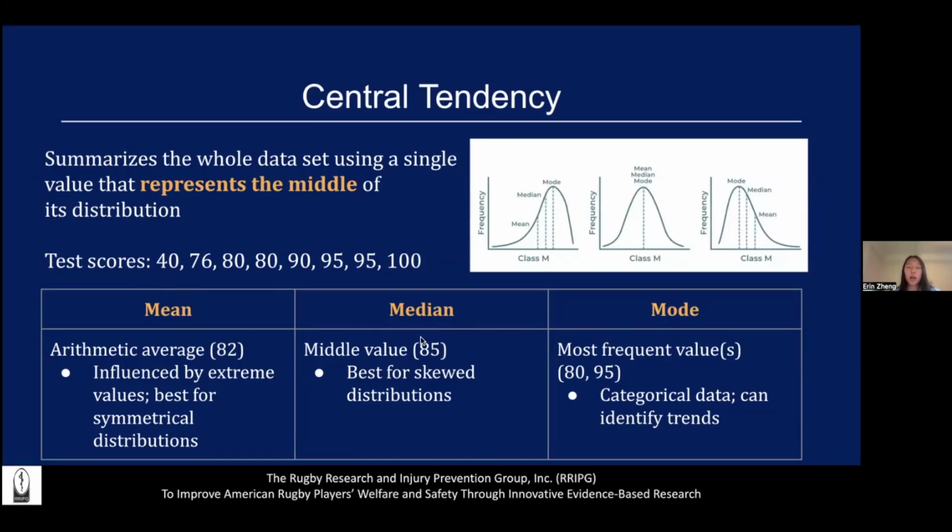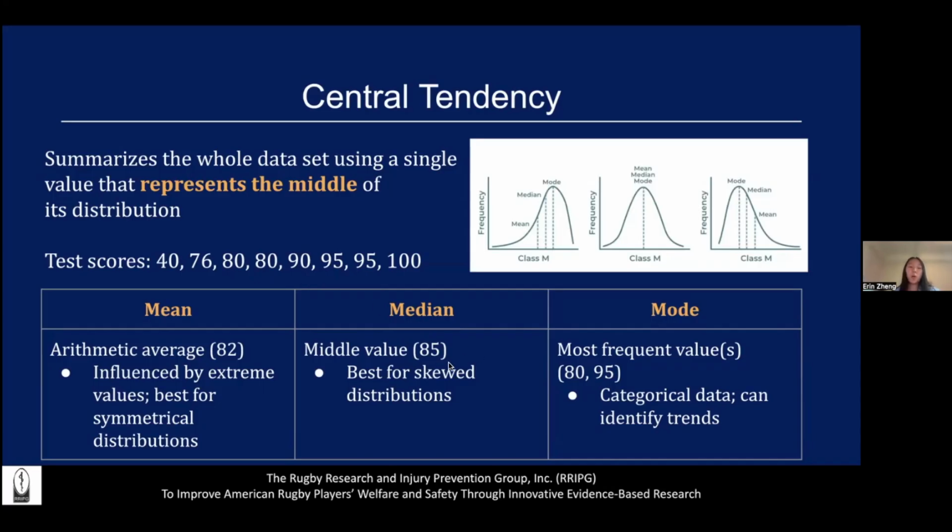Next, the median is the middle value when the data is ordered in numerical order, and it's the central value of the set of data. That means 50% of the data lies above the median, while 50% of data lies below it. It's easy to identify when there's an odd number of values, but here there's an even number. So all you would do is take the middle two values and average them to get 85.